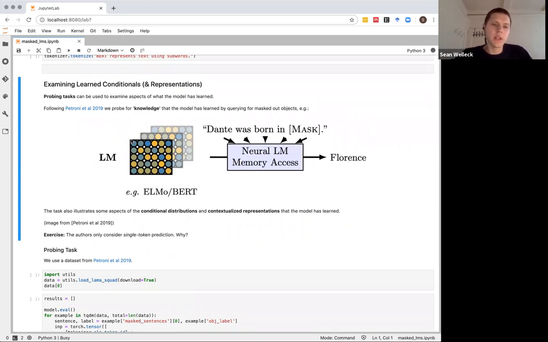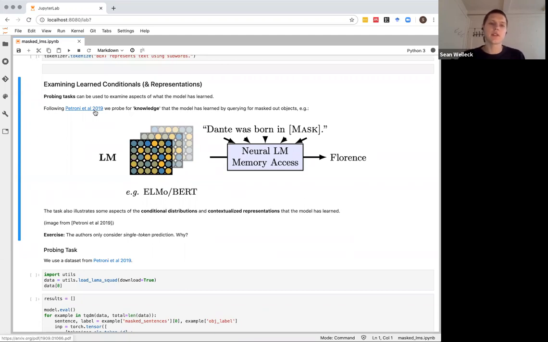So again, there's many different tasks you could use BERT for. If you want, you can look up these GLUE tasks online. But here, we're going to use something which you might call a probe. And a probe is used to investigate some property of a learned model. This is from a paper by researchers at Facebook AI Research.